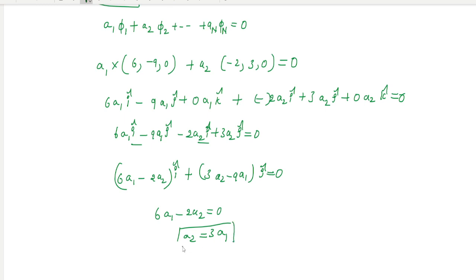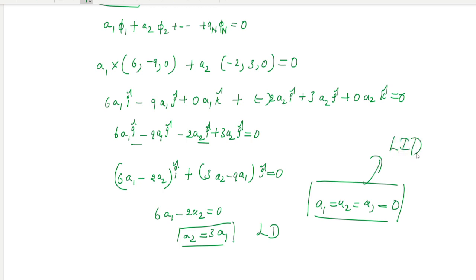What does this mean? So this is linearly dependent. If a1 is equal to a2 is equal to a3 is equal to 0, then we can call that equation linearly independent. So here a1, a2 is not equal to 0, then we can call this a linearly dependent vector space. Okay, so why is this linear independent and dependent vector space important in quantum?